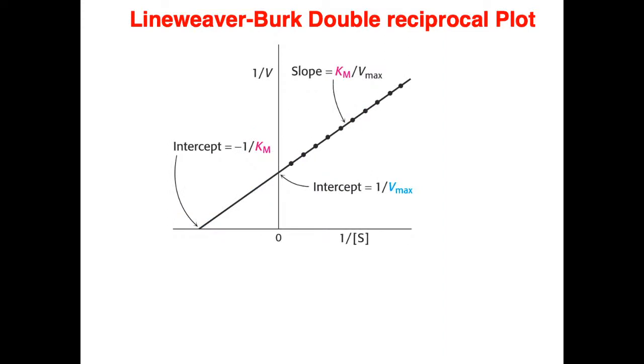This is how the graph of a Lineweaver-Burk double reciprocal plot looks. On the y-axis you have 1 by V naught, on the x-axis you have 1 by S, the slope is Km by Vmax, and the intercept is 1 by Vmax. So it defines that equation very easily. If this line goes to the negative side of the substrate axis, the x-axis intercept value would be minus 1 by Km, while the y-axis intercept is 1 by Vmax.